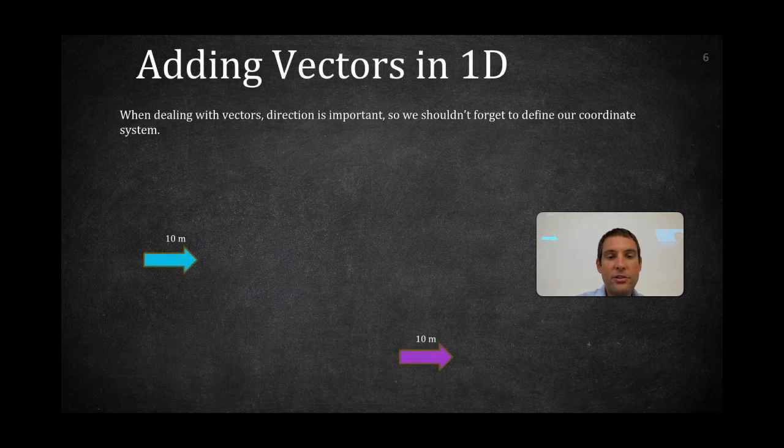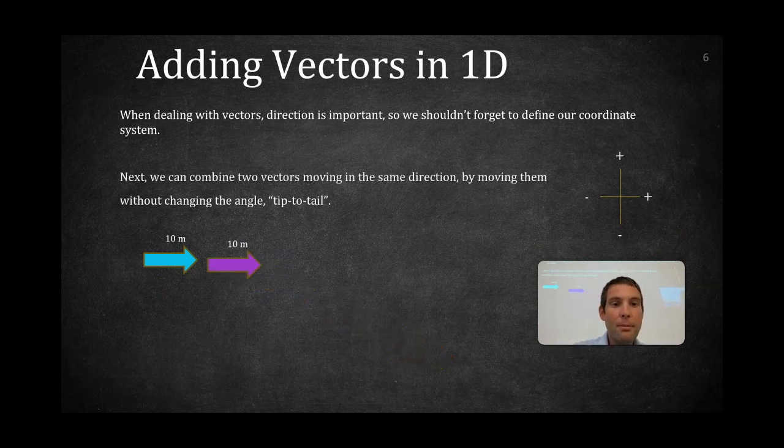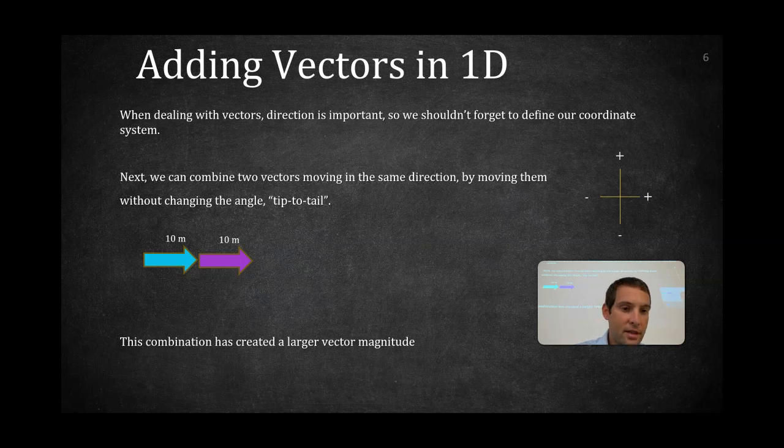When dealing with vectors, direction is important, so we shouldn't forget to define our coordinate system, which is normally right positive, up positive. Next, we can combine two vectors by moving them in the same direction, as long as we move them without changing the angle. We call this combining them tip to tail. This combination has created a larger vector, or a vector with a greater magnitude.